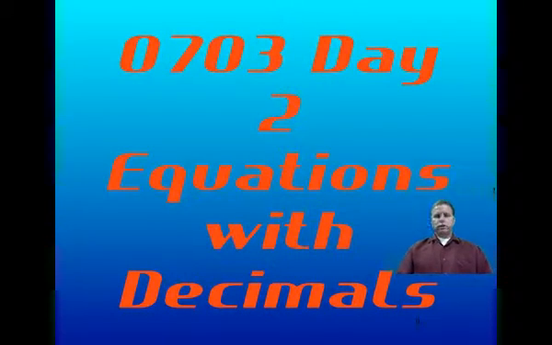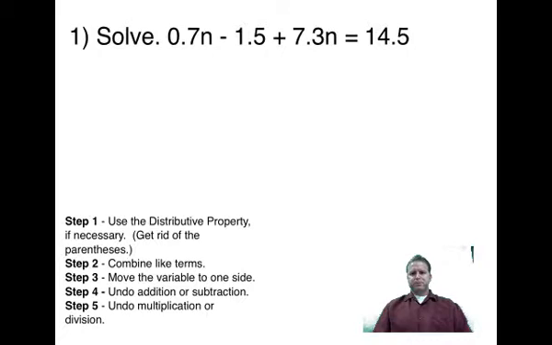7-3, Day 2, Equations with Decimals. Okay, today we're going to work on equations that contain decimals. I'm going to show you one way of solving an equation, which is by getting rid of the decimals and then solving. So, if we look at this problem, we have 0.7n minus 1.5 plus 7.3n equals 14.5.